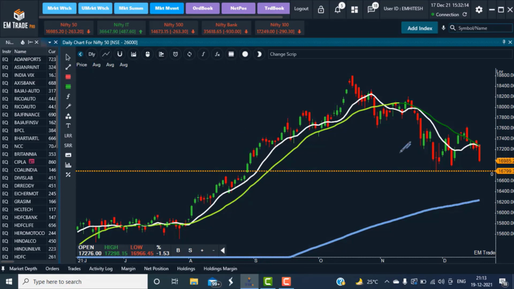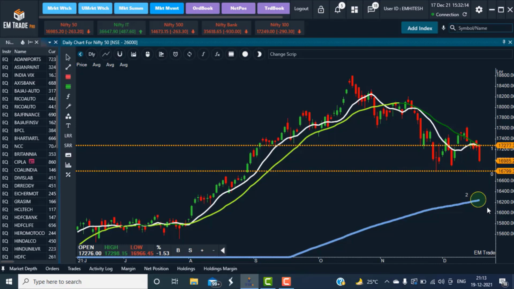On the upside, till Friday's high is not crossed, which is also the 10-day and the 20-day moving average at 17,300, the bias is down. This low is likely to be tested. Once this low breaks, which is 16,800, we don't have any reliable support all the way till the 200-day moving average.